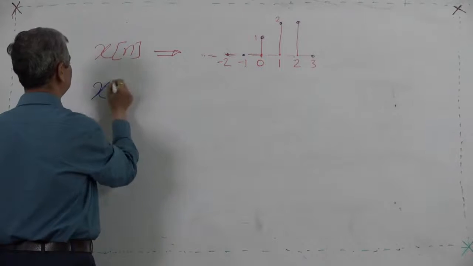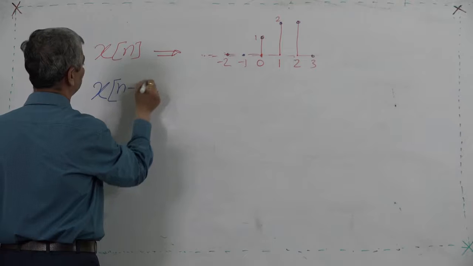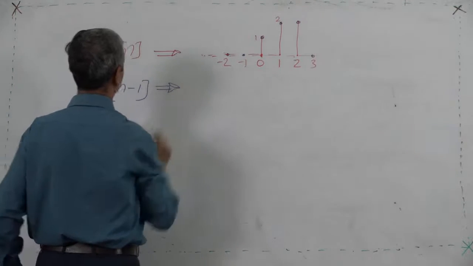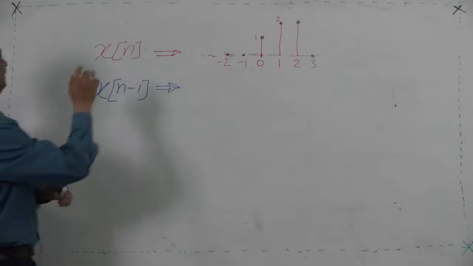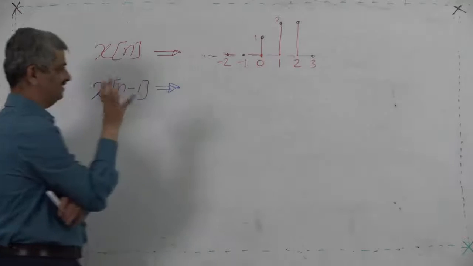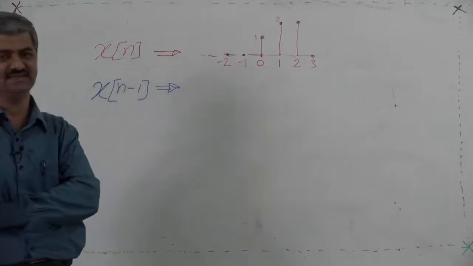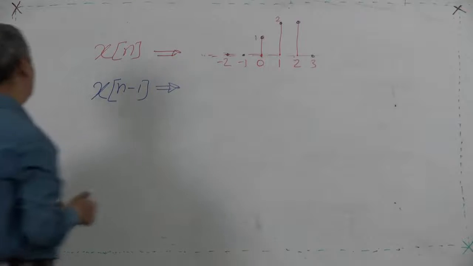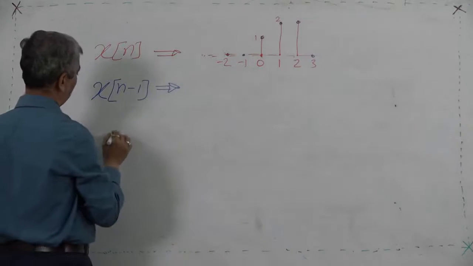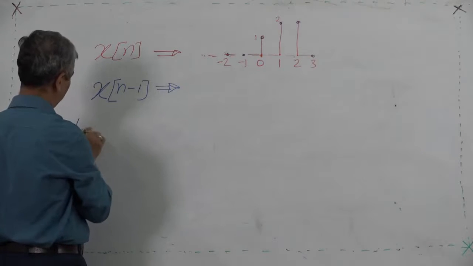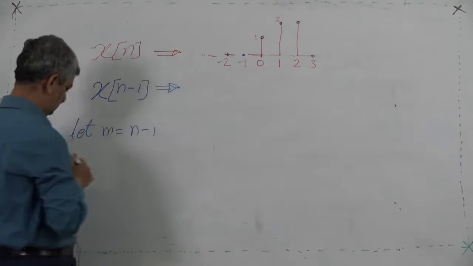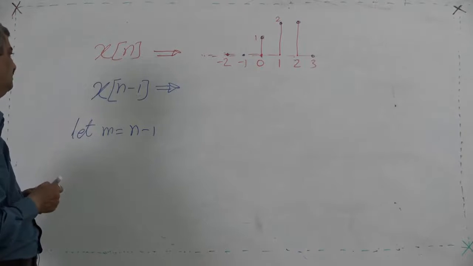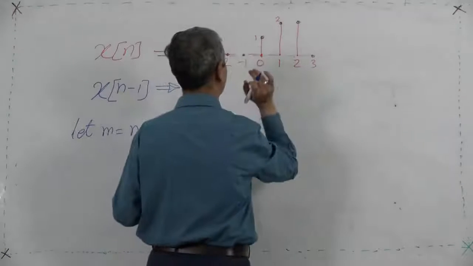left or right, which is also confusing. Suppose what is x[n minus 1]? How do I compute x[n minus 1]? Once you become comfortable, it is very easy. We go by a simple method: let m be equal to n minus 1. So, the sequence is given like this.